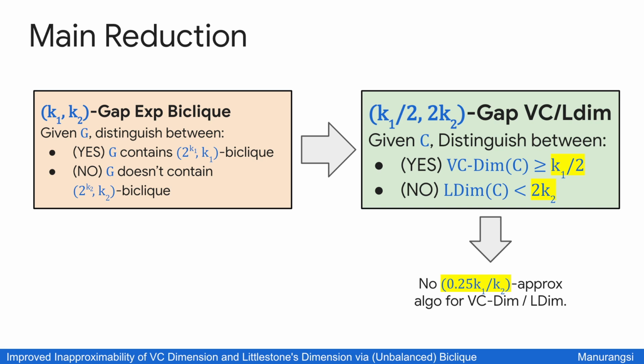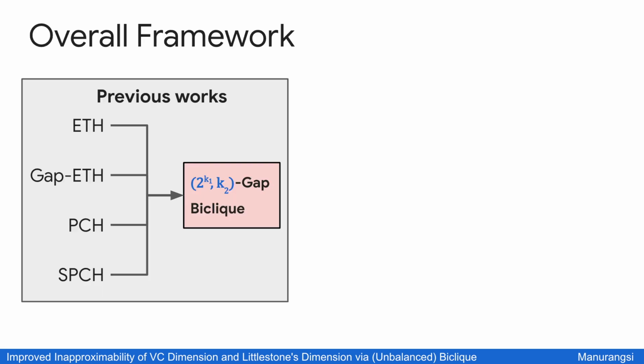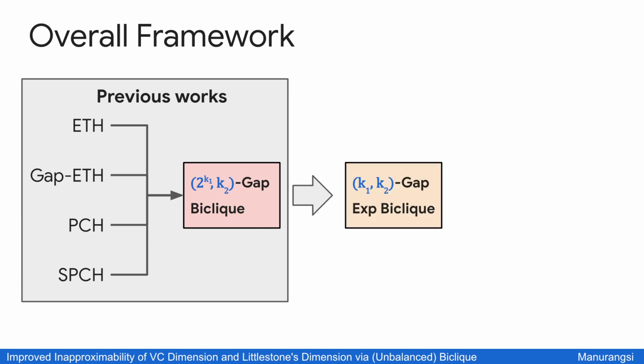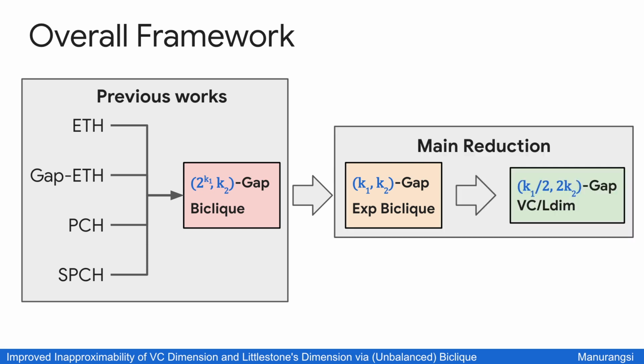With the main reduction in mind, let me now quickly describe the overall framework that we use to get all the different hardness results that I have stated earlier in this talk. Many previous papers have already studied the balanced version of Biclique. Even though here we require the gap to be quite large, where in the yes case it has to be exponentially larger than in the no case, it turns out that many of these results still apply for such a large gap. So we can get the hardness for gap balanced Biclique directly. Then using the trivial reduction we talked about a couple of slides ago, we can go from this to a hardness for gap exponential Biclique. And then we apply our main reduction, which gives the hardness for approximating VC dimension or Littlestone dimension. This is the entire framework.